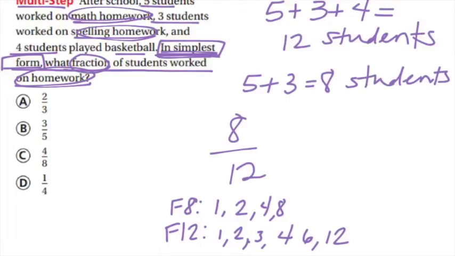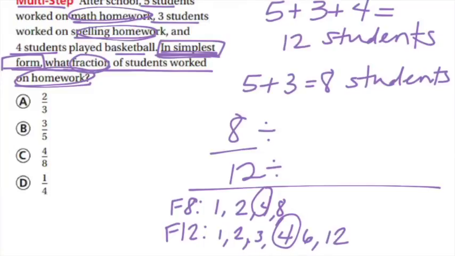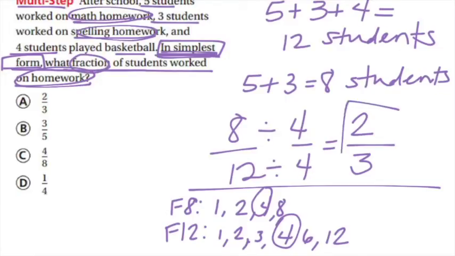Now looking at my factors of 8 are 1, 2, 4, and 8. And then the factors of 12 are 1, 2, 3, 4, 6, and 12. The largest number they have in common is the 4. Therefore, I can take 8/12 and I can divide it by 4 over 4. So 8 divided by 4 would be 2. 12 divided by 4 would be 3. So simplest form of 8/12 is going to be 2/3.